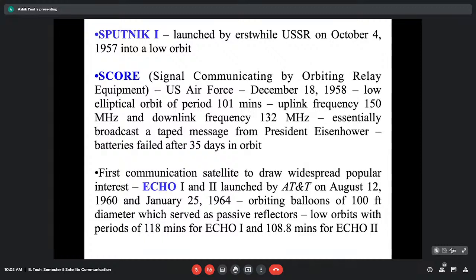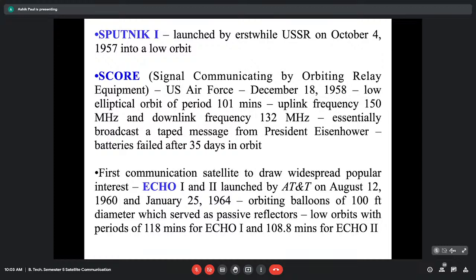Thereafter, the first communication satellites that the common people also came to know about were named ECHO-1 and ECHO-2, which were launched by the company AT&T in August 1960 and then in January 1964. These were basically orbiting balloons of about 100 feet diameter in space. So that's a big one.